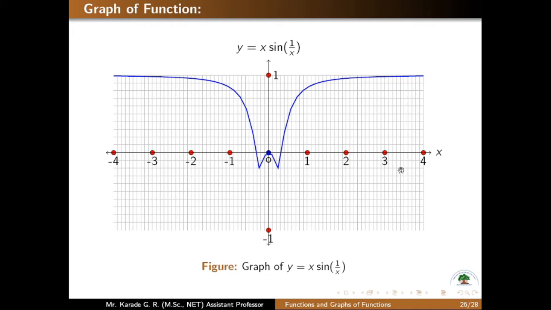Now see the graph of the function y equals x sin(1/x). This graph is also an oscillatory graph, and we see that as we go away from the origin, the frequency of oscillation becomes smaller, and as we go towards the origin, the frequency of oscillation becomes larger. We will see the graph of this function afterwards. You can observe here also that the graph of that function lies between plus 1 and minus 1.